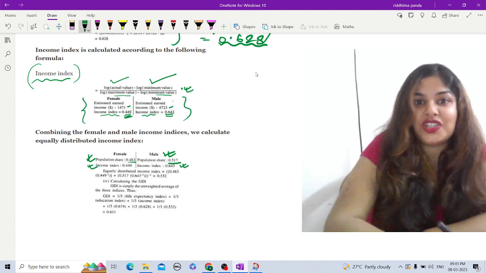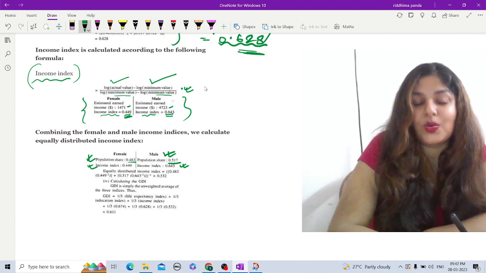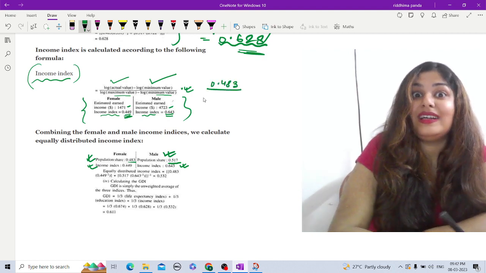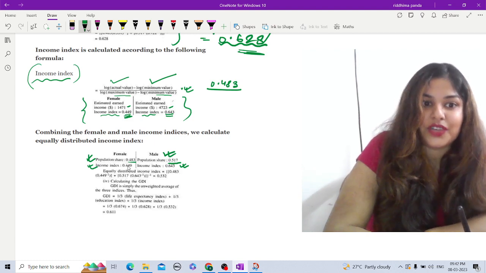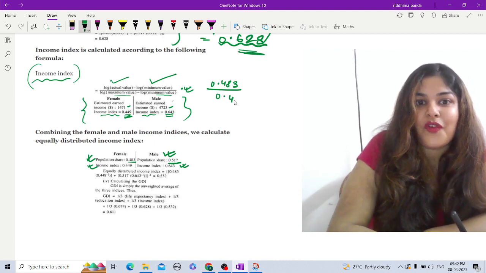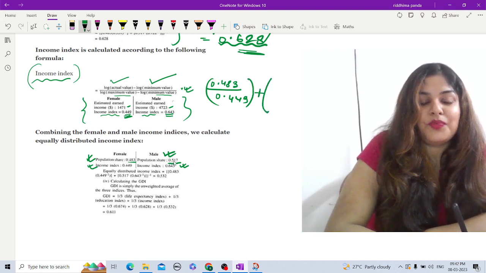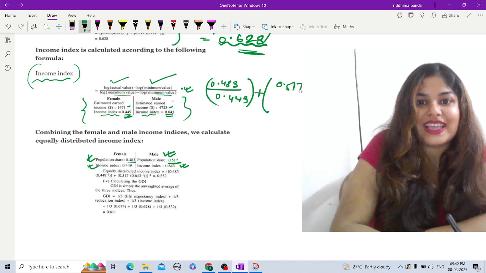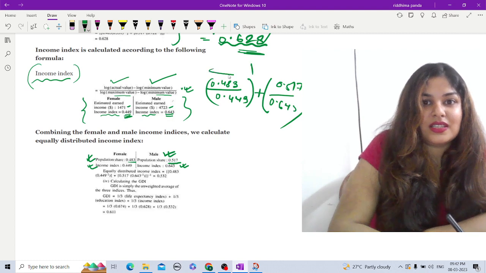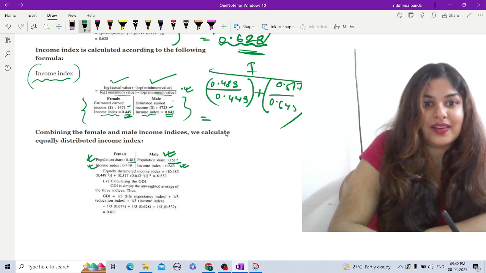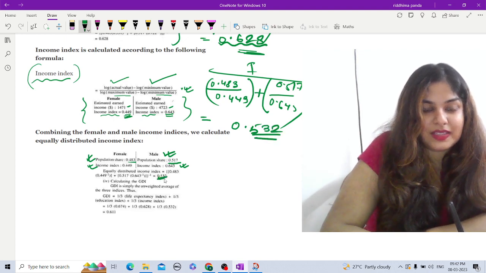So just now we have calculated this for the second indicator. So similarly, we will use the data. First one is the population share for female, 0.483, divided by the dimension index, in this case for income, which is 0.449. Done. Plus for the male, population share 0.517 divided by 0.643, and this is the reciprocal of it, right? 1 by. So the answer is 0.532. Here we have calculated it.